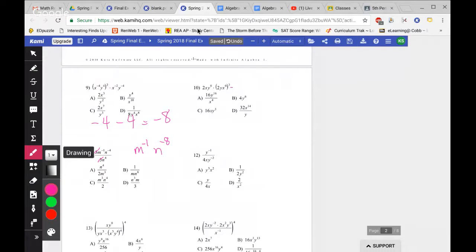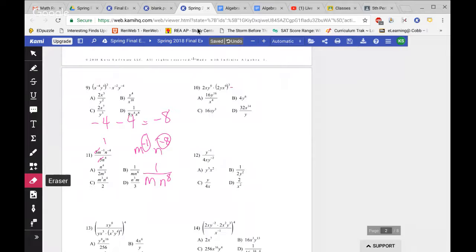So that means I've got really nothing left on the top. So I've got 1. And all of this, because of the negative exponents, are going to stay at the bottom. Okay. Does that make sense? Yes. Okay, good. Any questions about that? Nope. So far? Okay, good.